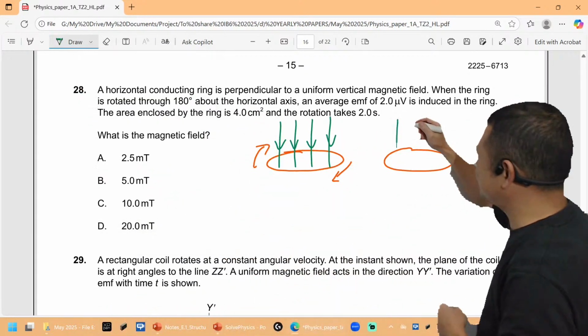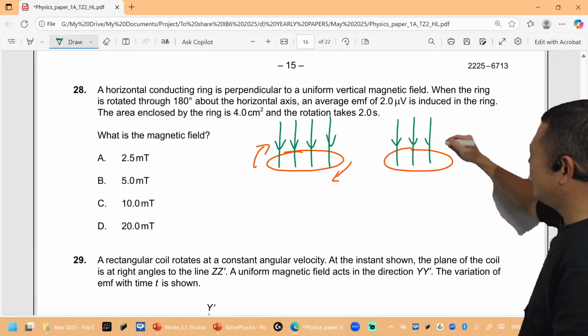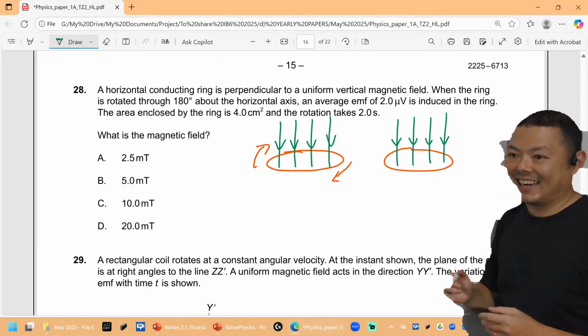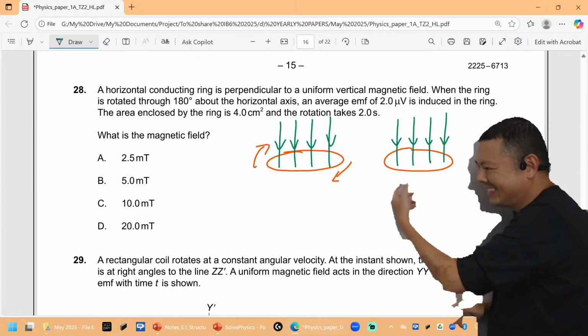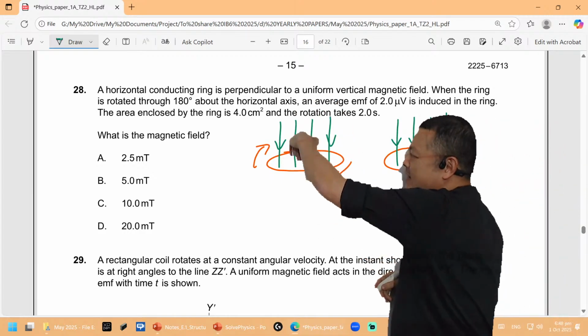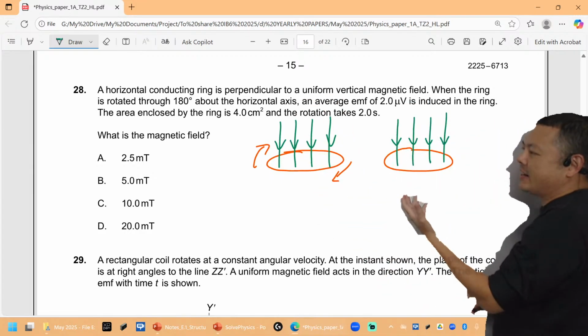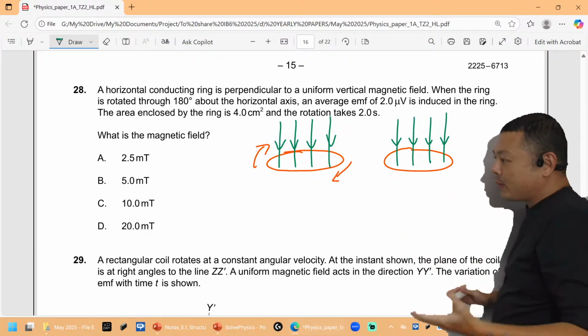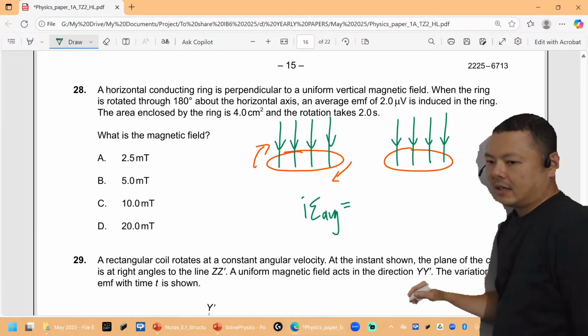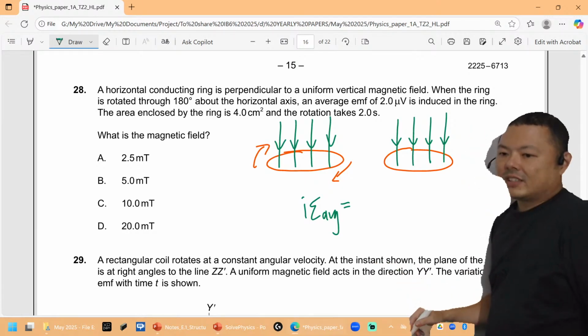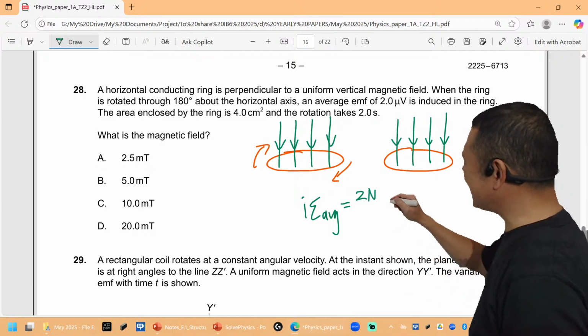But now the flux is pointing on the back side of the ring. So it was pointing down to the front side, and now it's pointing on the back side of the ring, right? So now the question is this: if you ask me to find the average induced EMF, then yeah, exactly. So it's 2 times NBA. It's the same thing again and again.